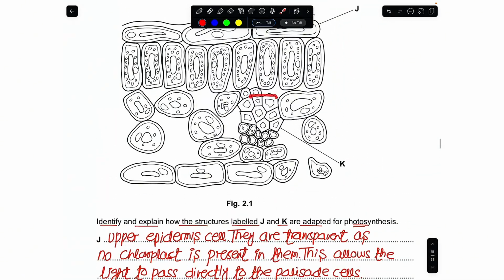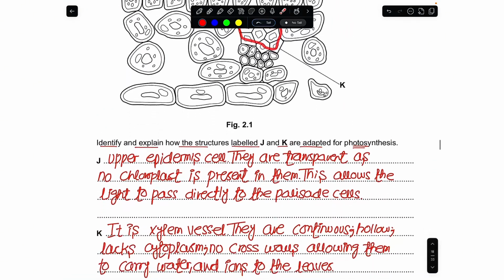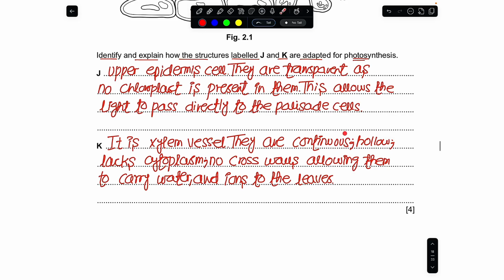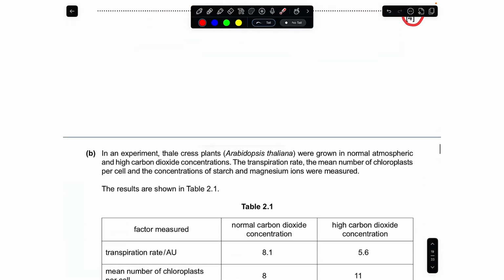As I have highlighted earlier, K are the xylem vessels and we know that they are continuous, or you could say they are hollow, or you could say they lack cytoplasm, or you could also say that they have no cross walls. Any one point from here allows them to carry water and ions to the leaves. So this is how you would score a total of 4 marks.